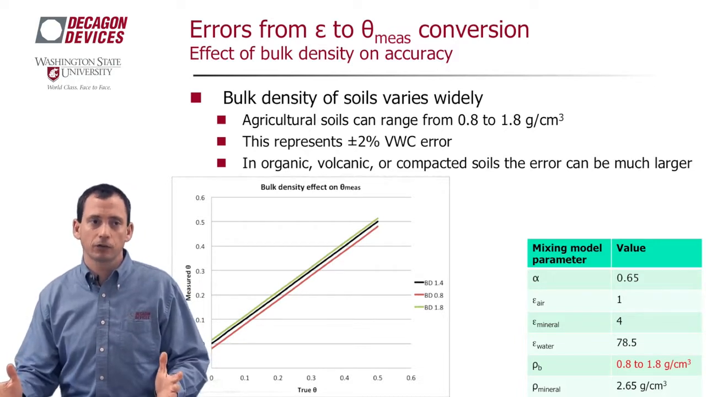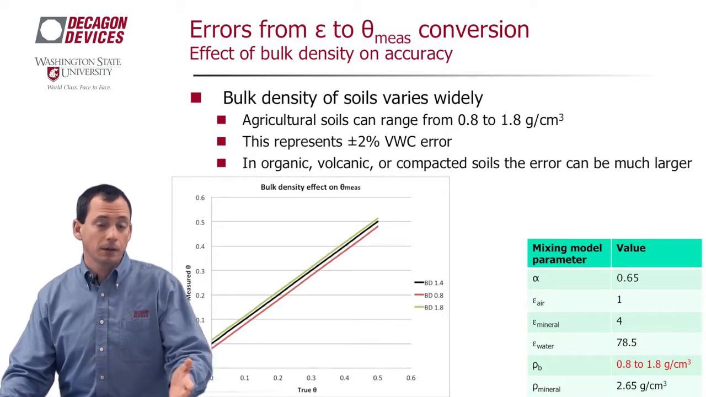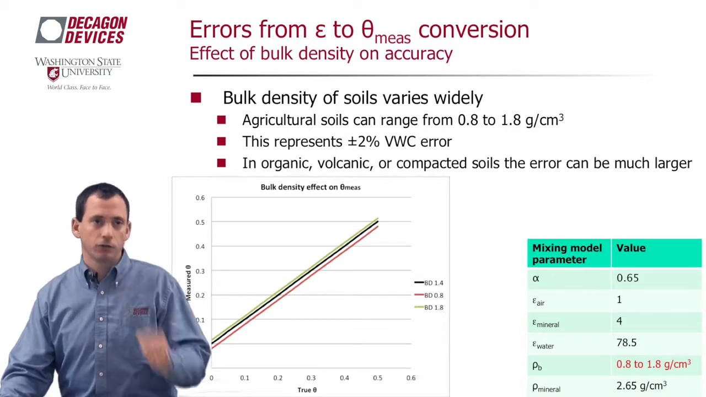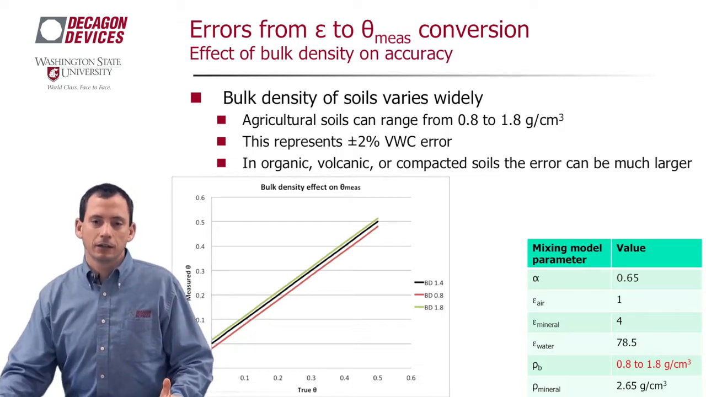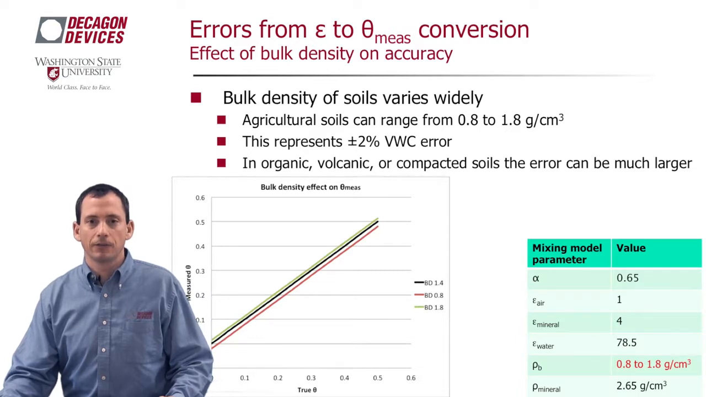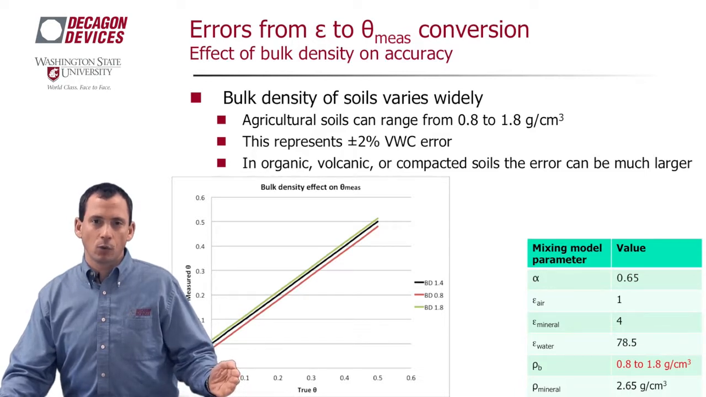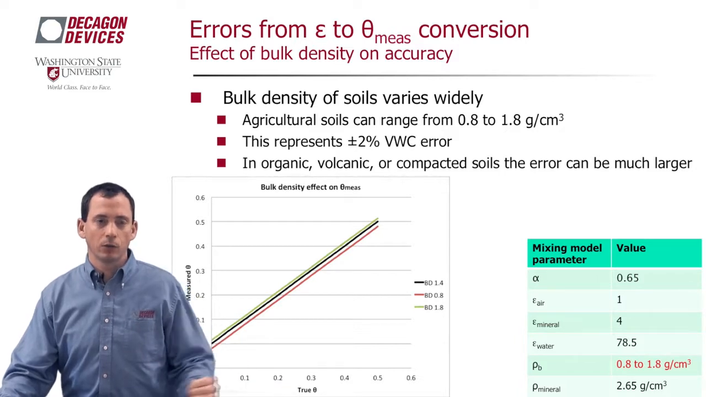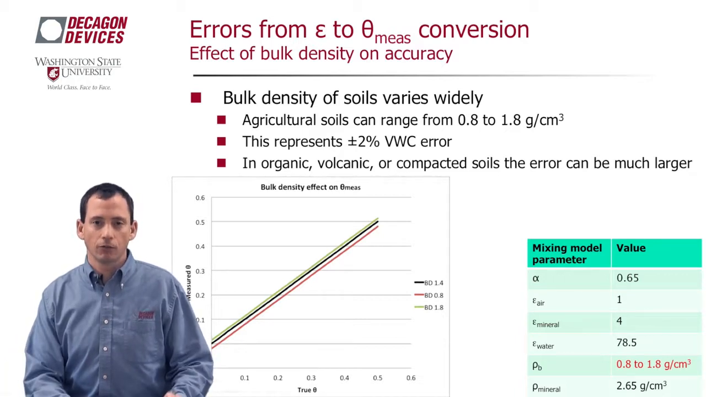And that's just over typical ag soils. If you start looking at peat-based soils, volcanic soils, highly compacted soils, maybe in a road bed, those errors can be much larger than plus or minus 2% volumetric water content. So this starts to get you to think a little bit about the assertion that any sensor could measure volumetric water content within 1 or 2% in any soil. Well, already we're looking at 2% volumetric water content changes just from changes in bulk density over a relatively narrow range.